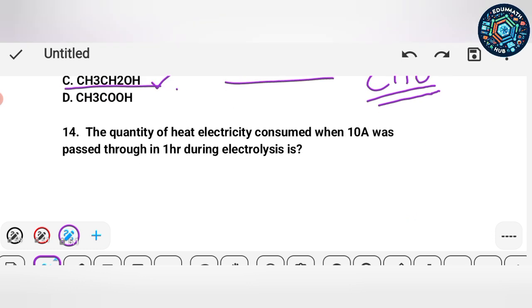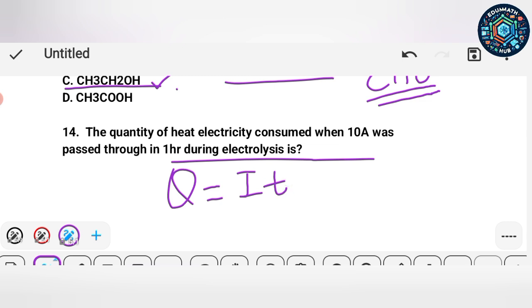So the next one, the quantity of electricity consumed when 10 amperes was passed for 1 hour in electrolysis is dash. This question, there were no options. We were unable to get the options. So to solve this question, just use the formula Q equals IT. That's the formula for quantity of electricity, and the unit is coulombs.